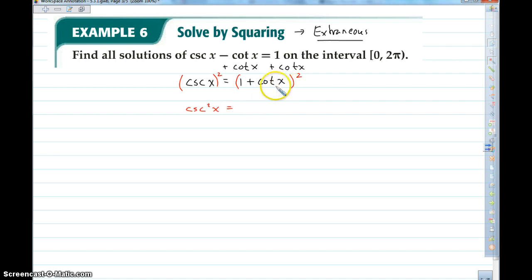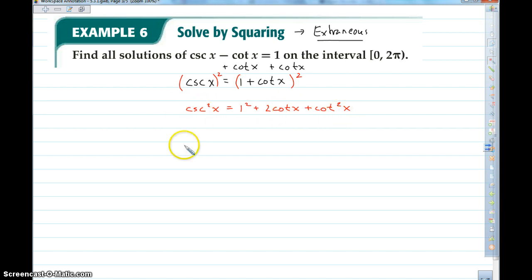On the right side, I need to square this binomial. So you can either distribute or FOIL it, or if you just know how to square a binomial, this is 1 squared plus 2 times 1 times cotangent plus cotangent squared. Whichever method you're most comfortable with squaring a binomial, you should get this when you finish simplifying it. So now we have a cotangent x and a cotangent squared and a cosecant squared.